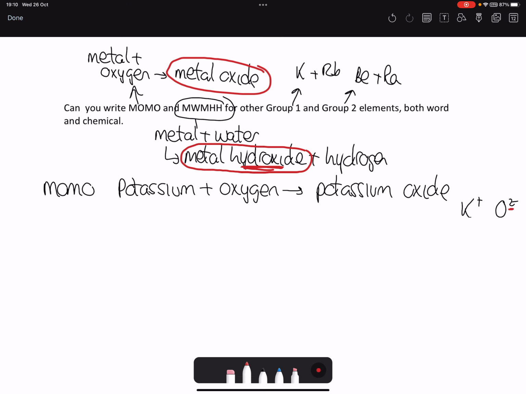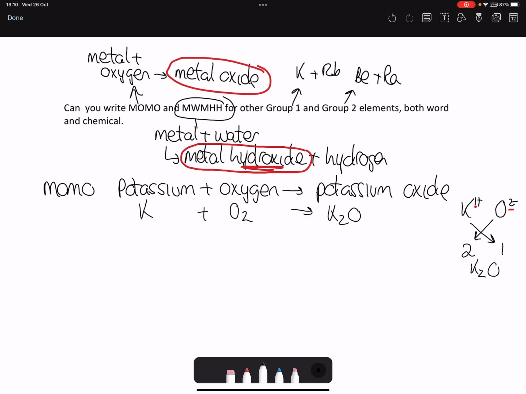And in our drop down, it is the numbers that we are interested in. Now, this is 1+, and the 1 is always inferred, as we've talked about. So when I drop down the number of the charge, I get a 2-to-1 ratio. So my formula for potassium oxide is K2O. So we go K plus O2 becomes K2O.